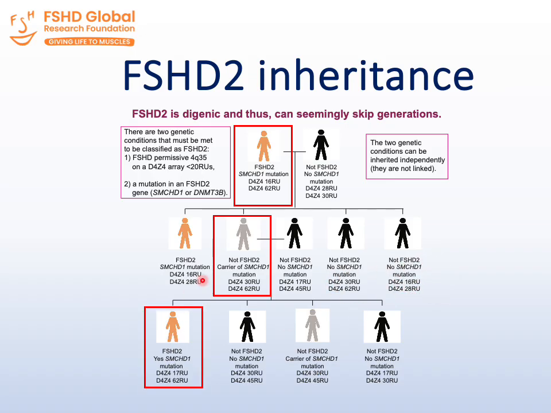Okay, so now the difficult part is that this carrier, if their partner, if they have children with, has a proper D4Z4 size repeat array, like in this case a 17 repeat unit with a 4A chromosome, that could actually lead to FSHD2. Okay, and so that's a case of these carriers of FSHD2 in FSHD2 families that can seem like FSHD is skipping a generation. In this case, it seems like it skipped this generation. Genetically, the FSHD2 mutation did not. It's just because it's digenic.